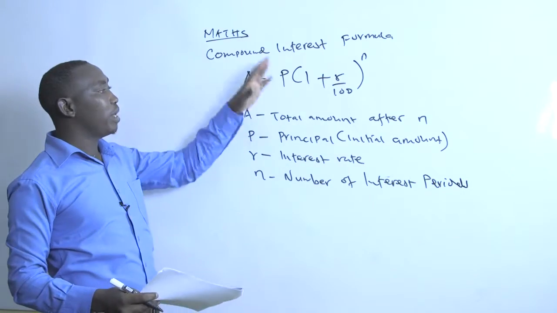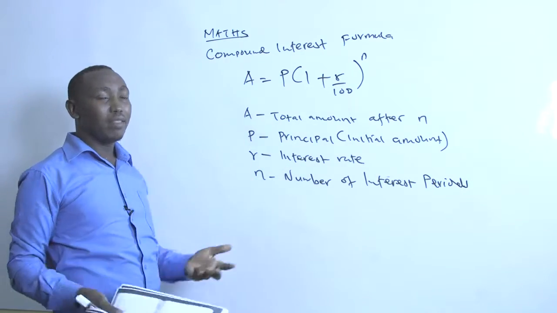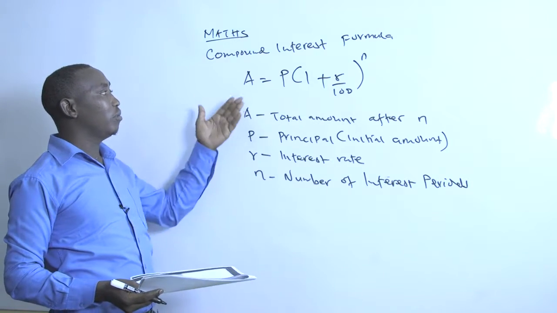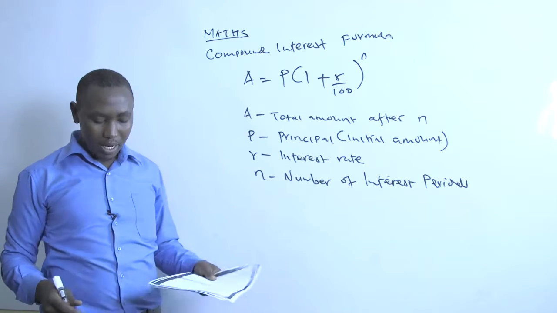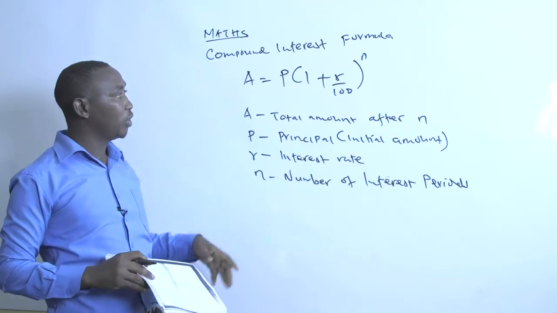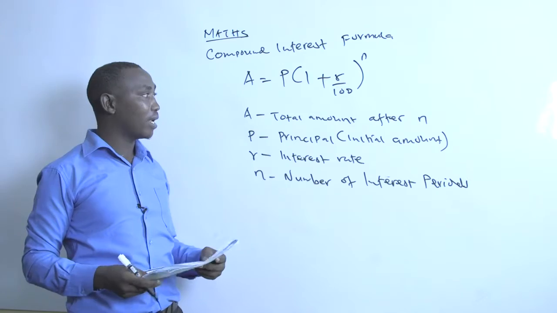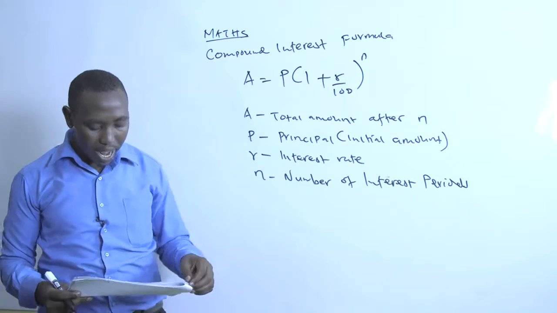Now with this particular formula, we can find anything that we want, so long as we are given these particular items in that formula. Let's look at an example in which you're going to apply the formula and come up with the required answers.